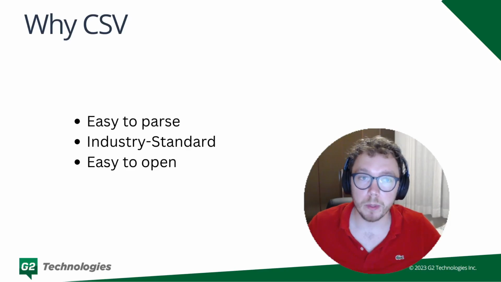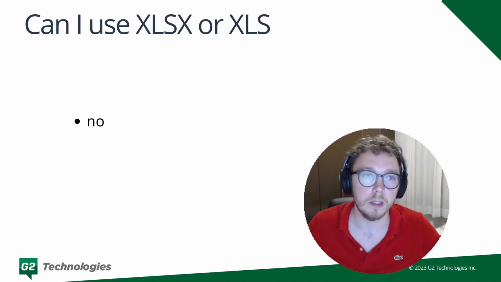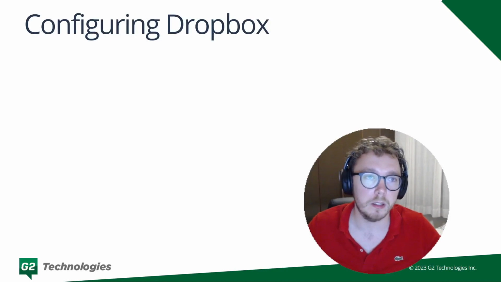The other important thing is that we're using a CSV. Why CSV? They're easy to parse. They're industry standard. They're easy to open. Can I use Excel sheets? No. Why? Because they suck. So let's jump into how to configure Dropbox.